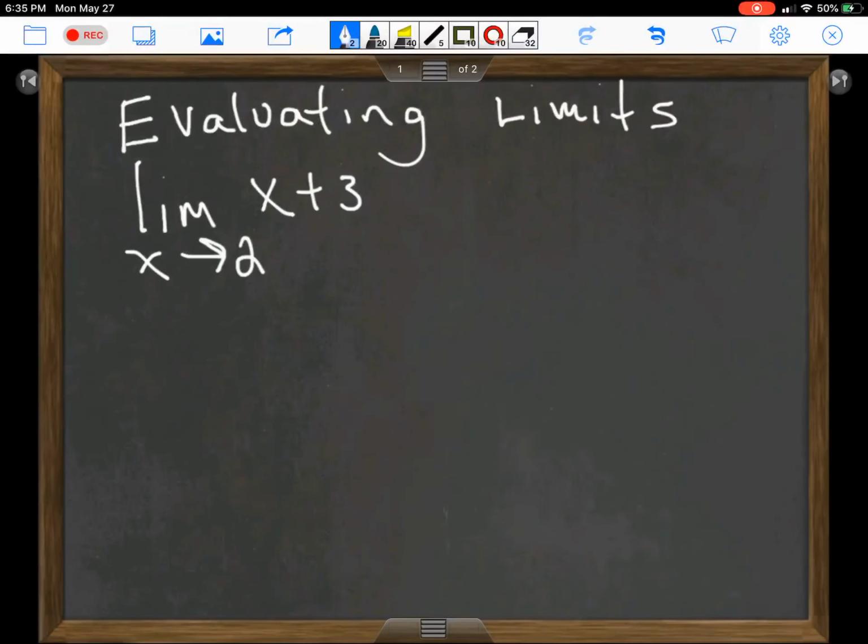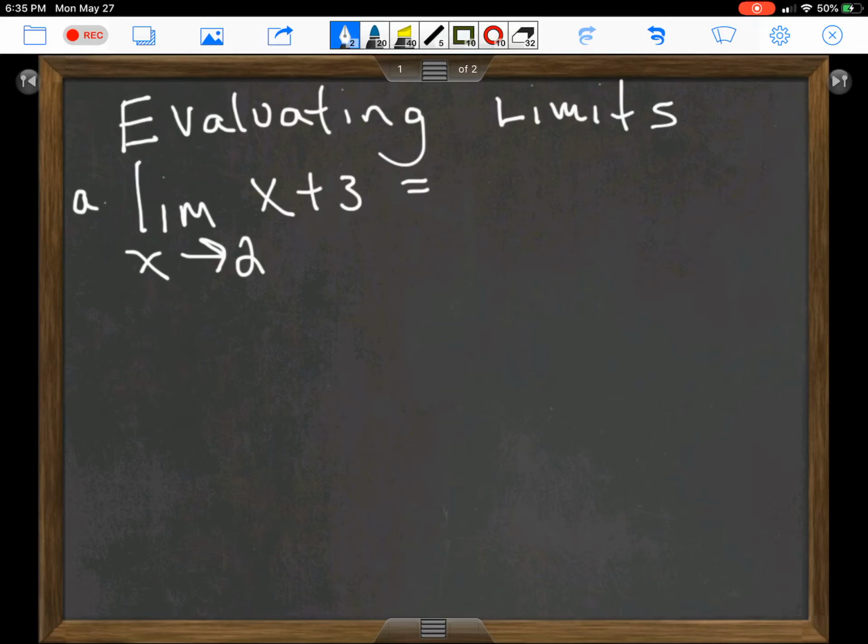All right, everybody. So today we're going to look at evaluating limits algebraically. We're going to learn all this algebra, or many of the steps that you need to use to solve a problem. Now, in our first case, we have a limit problem: as x approaches 2, and the function we're evaluating is x plus 3. So to begin with, always the very first step that we do is direct substitution.